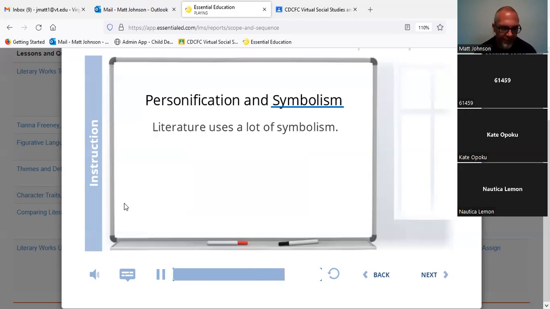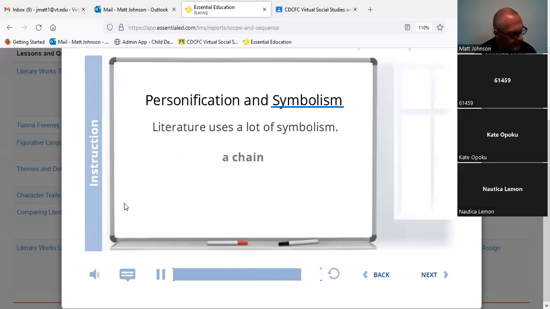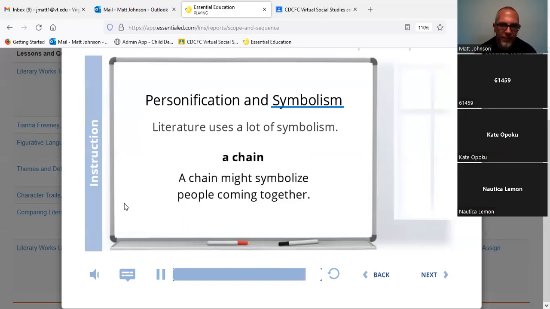Literature uses a lot of symbolism, so keep an eye out for anything that seems to mean more than its literal meaning. Say you're reading a story and it describes a set of black curtains. The color black is often used to symbolize death. If someone passes through the black curtains, for example, that might symbolize dying. What about a chain? A chain is made of links that join together, so a chain might symbolize people coming together. Really, it depends on the context. Keep an eye out. If you find something that has more than its literal meaning, you might have found a symbol.